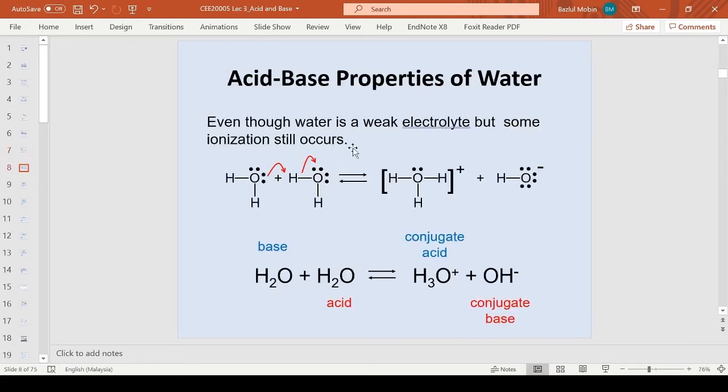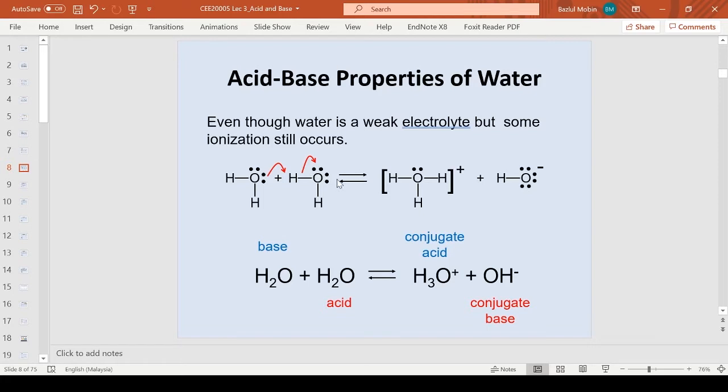Water, acid and base property. Water in pure state actually is a very weak electrolyte. That means it does not dissociate appreciably. It is very sparingly, a very small amount dissociates, but still they ionize themselves even when it is only pure water, because of the polarity of hydrogen and oxygen.